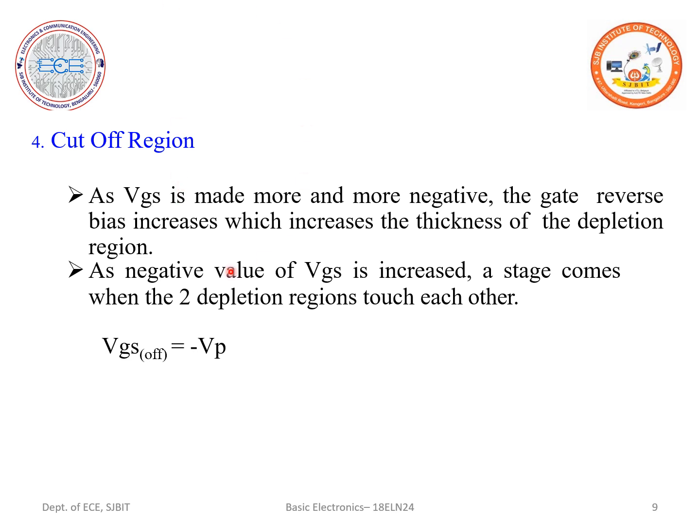The one more region that we can observe here is the cutoff region. As VGS is made more and more negative, the gate reverse bias increases, which increases the thickness of the depletion region. As the negative value of VGS is increased, a stage comes when the two depletion regions touch each other. So as a result, in the N channel, under the condition VGS equal to 0 and VDS greater than VP, I can say VGS(off) would be equal to minus the pinch off voltage.